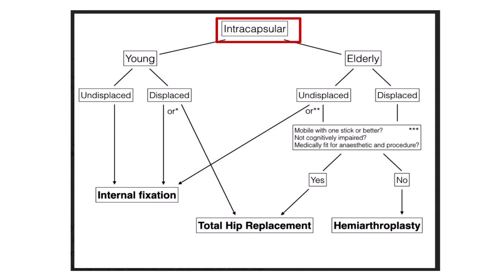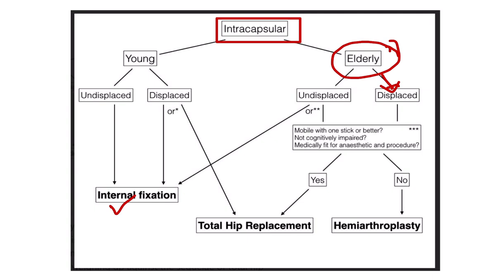In the case of an elderly patient, there are two options: one is displaced, another is undisplaced. In case of undisplaced in the elderly, there may be the option of internal fixation. Undisplaced means the fracture occurred but there is no change of shape. In this condition, internal fixation may be an option for the elderly person. But there is another option, which is total hip replacement.